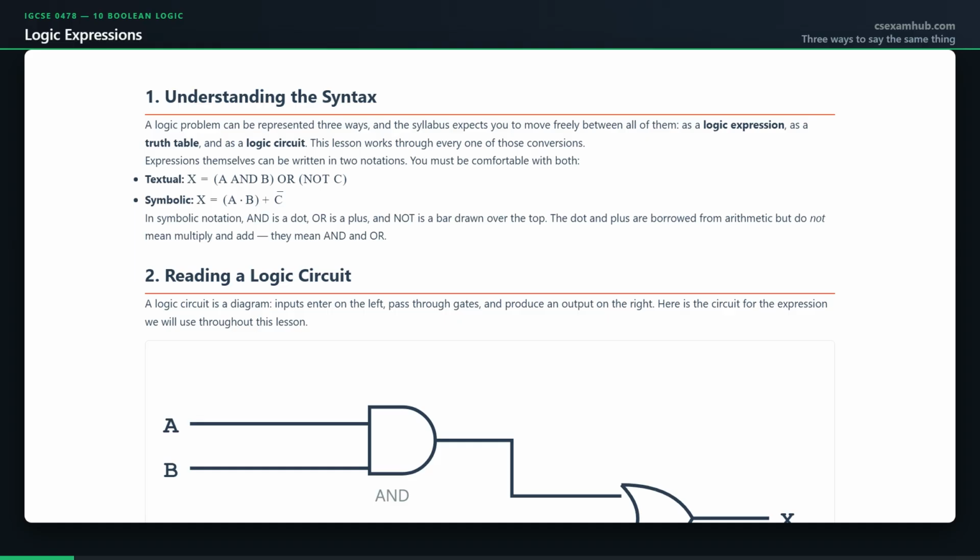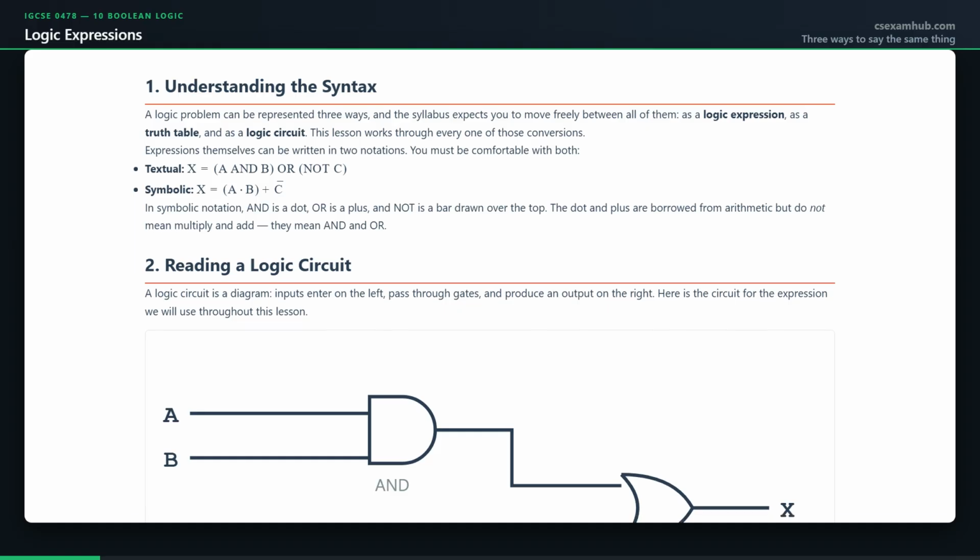On notation, in symbolic form AND is written as a dot, OR is written as a plus, and NOT is a bar drawn over the top. Those symbols are borrowed from arithmetic, but they do not mean multiply and add. A dot means AND and a plus means OR.